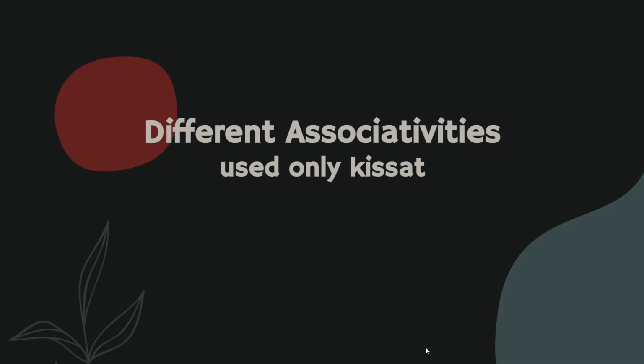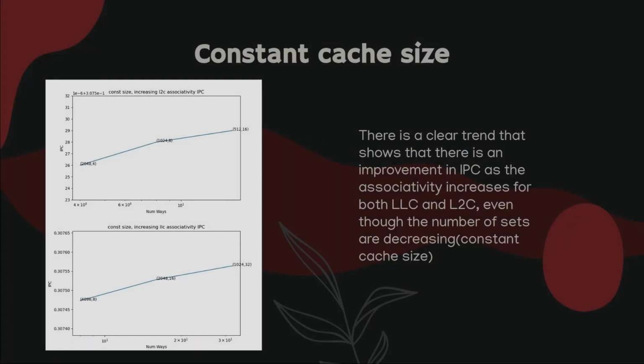So now let's come to some interesting stuff. Let's talk about changing the structure of the cache. There is a number of ways, number of sets, size of the cache, things like that. So as you can see, the first thing we did was we took a constant cache size and we changed the associativity of the LLC cache. So keeping constant cache size means that we decrease the number of sets as we increase the associativity, which is the number of ways.